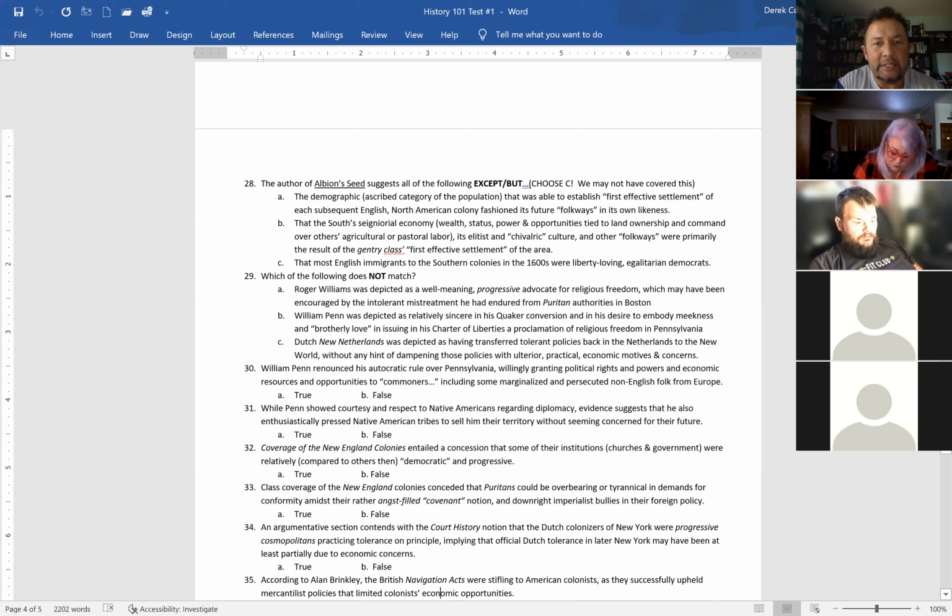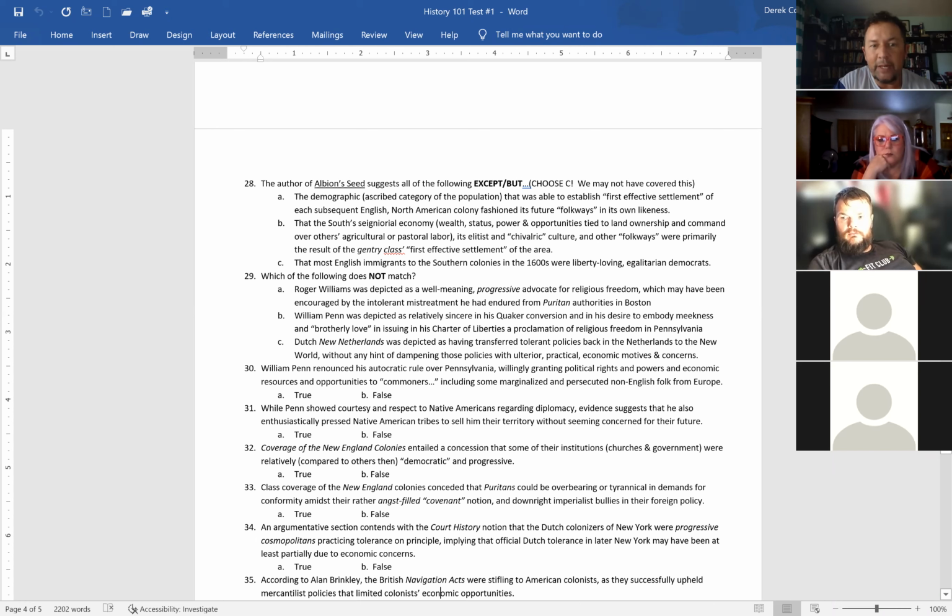Okay, the author of Albion's Seed, David Hackett Fischer, suggests all the following except: the demographic that was able to establish the first effective settlement of each subsequent English North American colony fashioned its future folkways in its own likeness. That's pretty much the thesis of that book. So yes, B: that the South's seigneurial economy, and seigneurial, right? It's kind of medieval, kind of archaic, with having a manor system economically, of lords with people working for them on their land, with feudal dues paid to their lords above them, right? That the South's seigneurial economy, its elitist and chivalric culture and other folkways were primarily the result of the gentry classes' first effective settlement of the area.